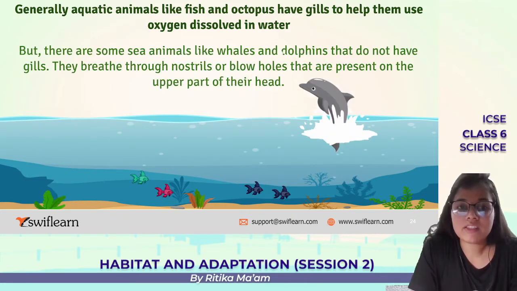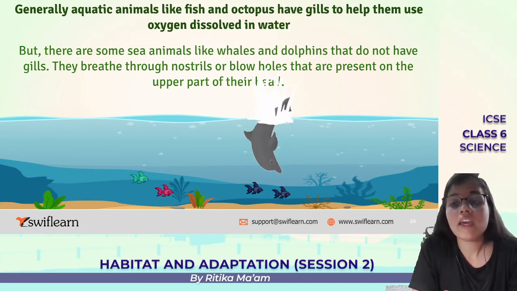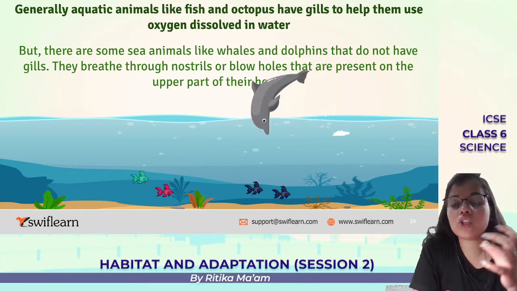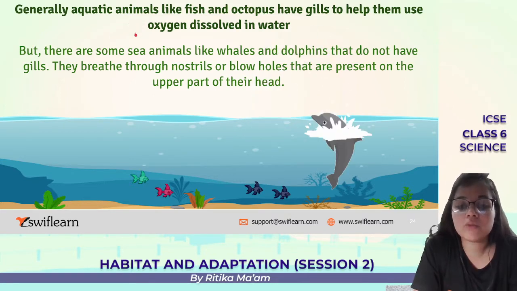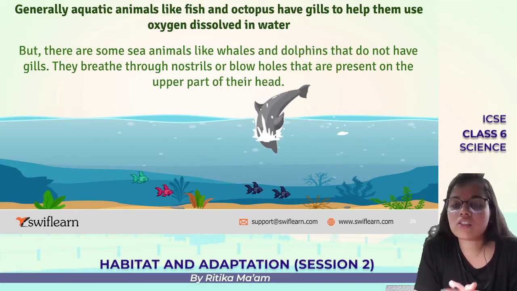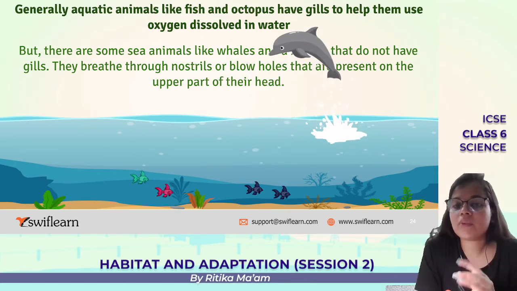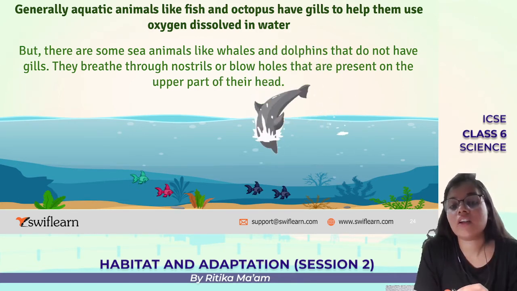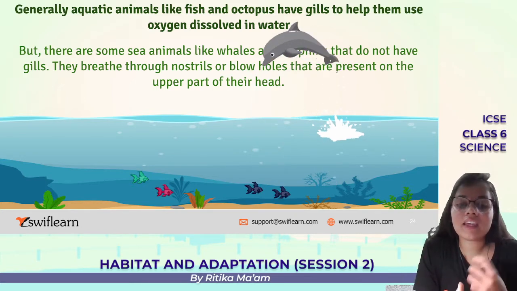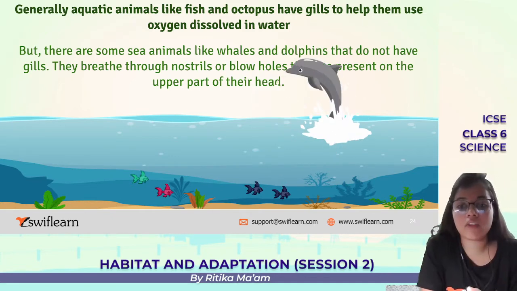So what happens is, all the aquatic animals like the fish and the octopus have gills, which help them to use the oxygen which is dissolved in water. Now water contains oxygen dissolved in it, and fish and octopus have the special feature which is gills, and the gills help them to take in the oxygen dissolved in the water, and that is how they are able to survive.